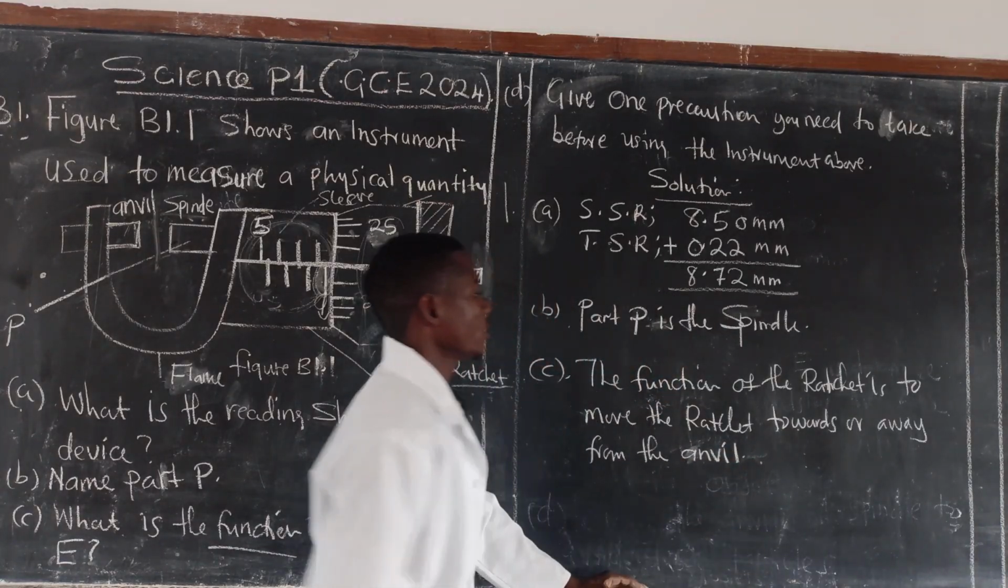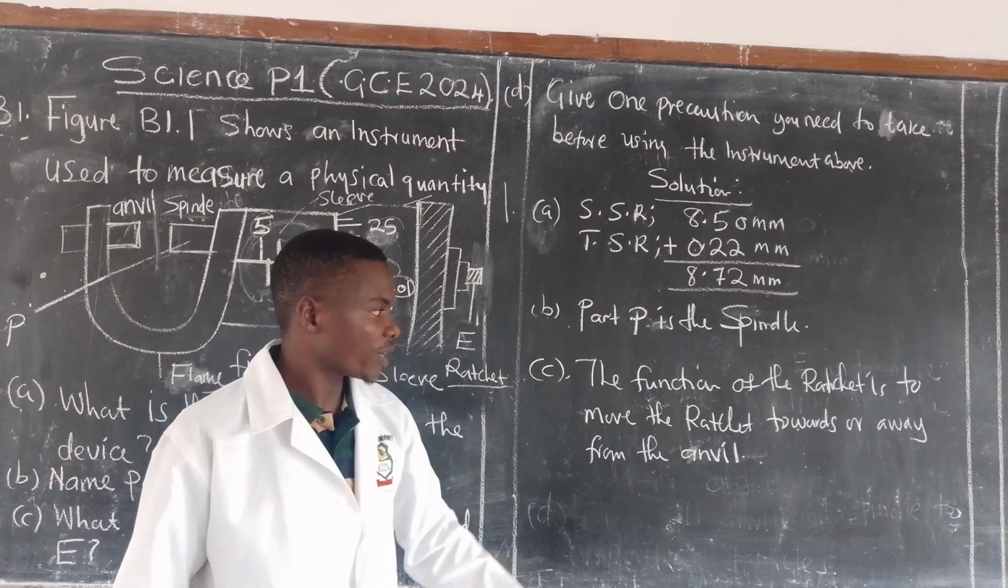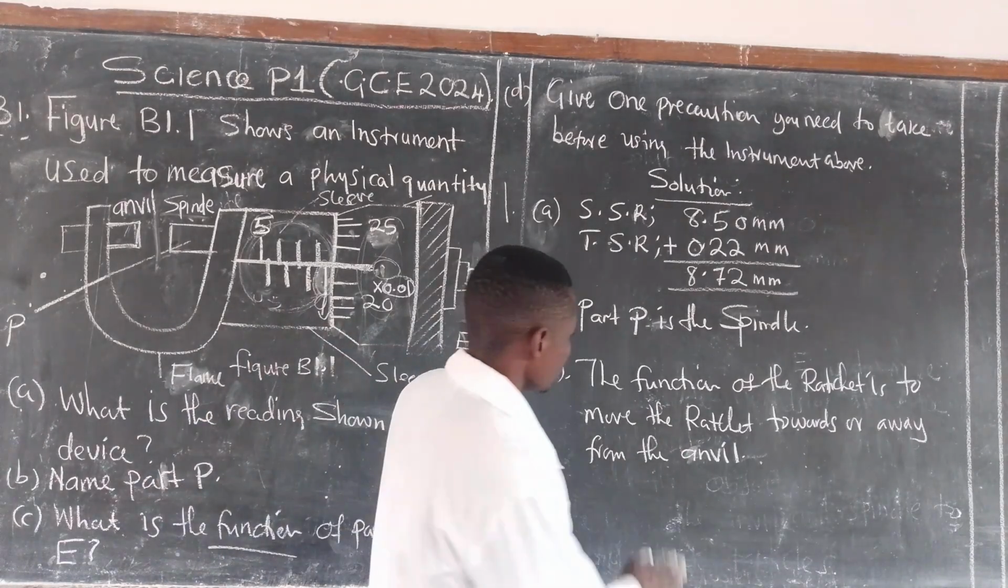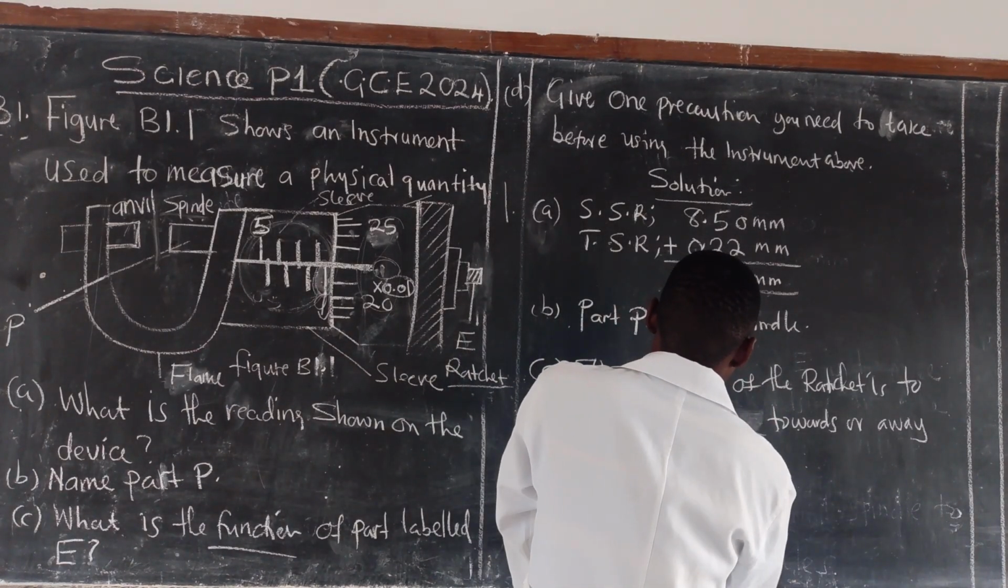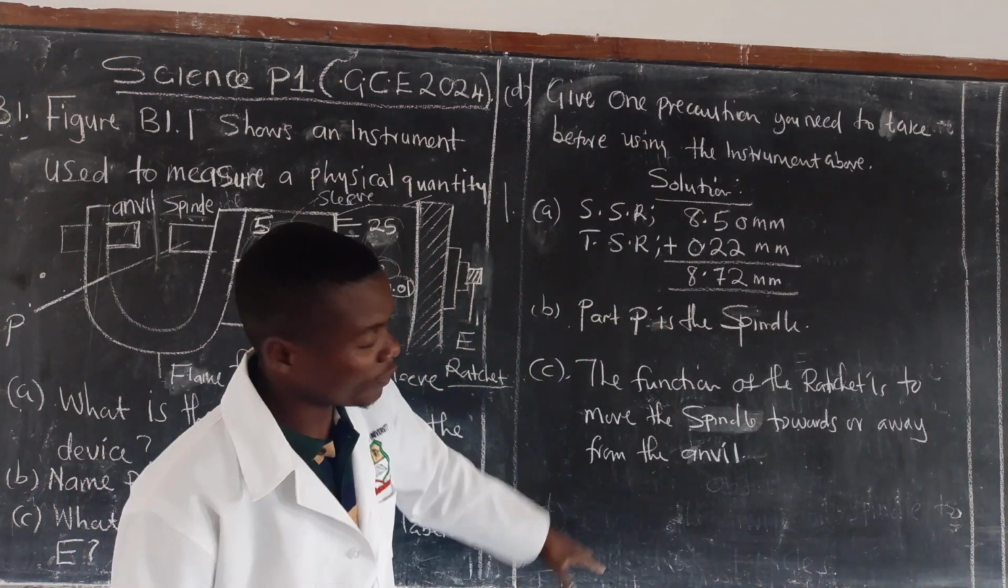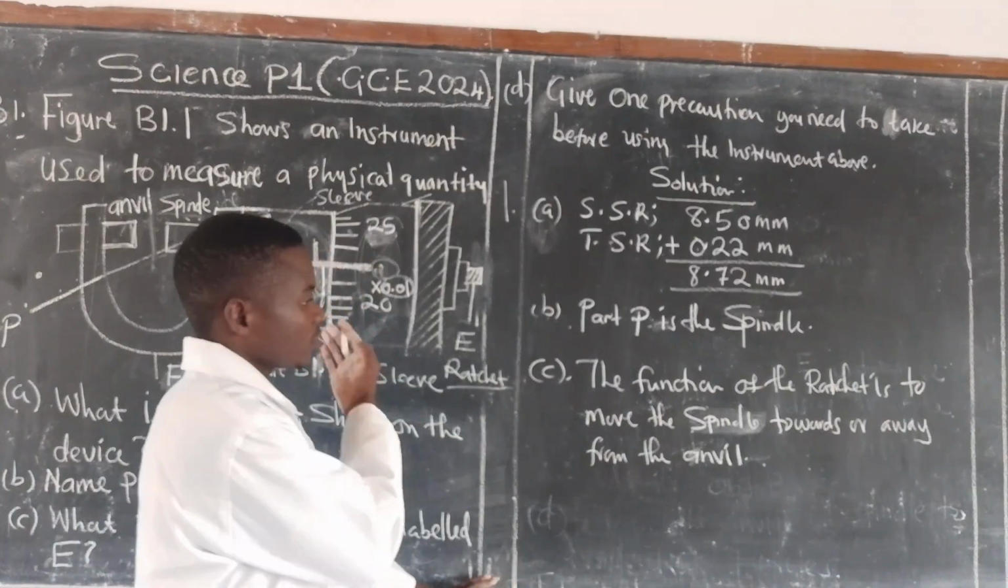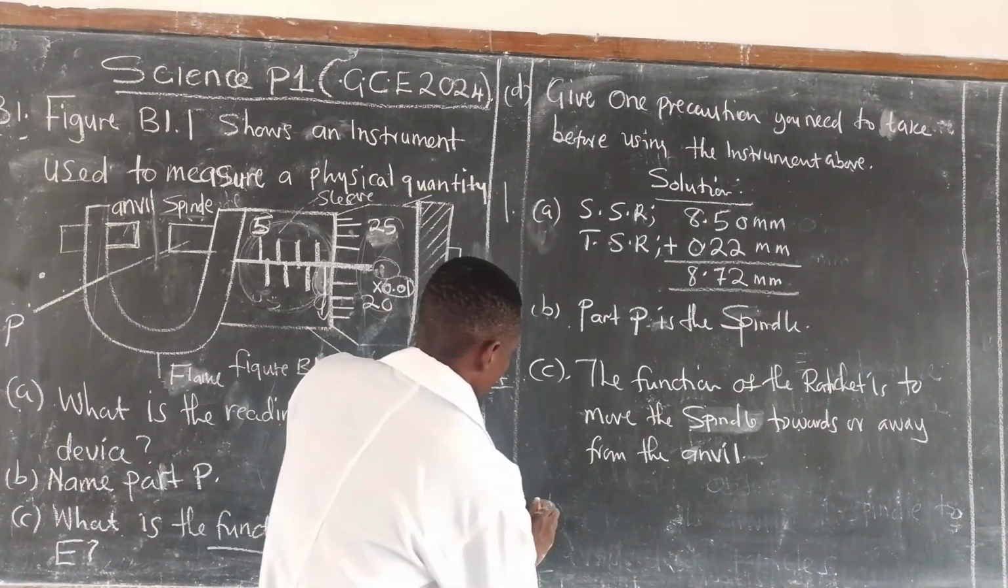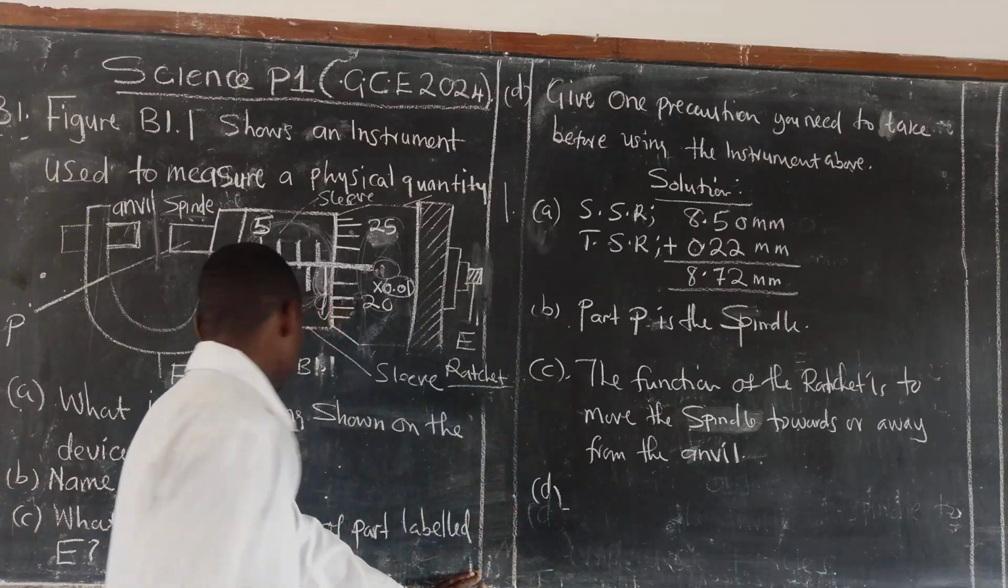So the function of the ratchet is to move the spindle towards or away from the anvil. Then we have the last question, which is D.